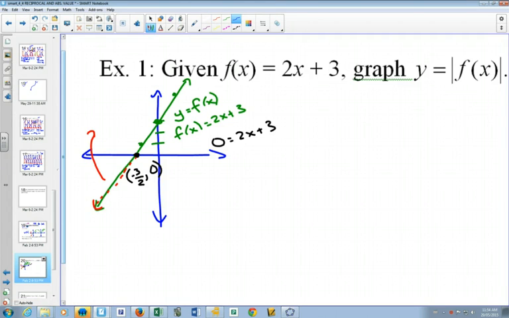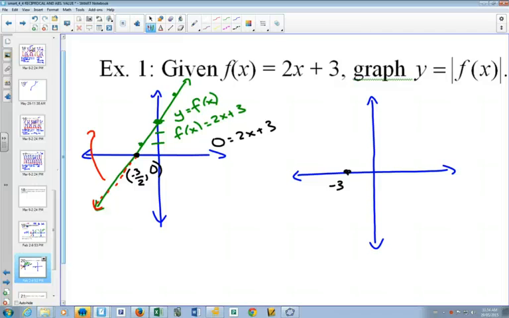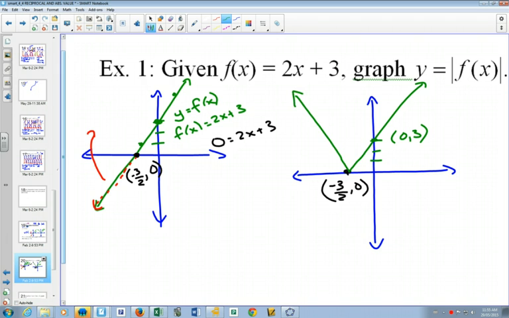So when I go to graph our absolute value graph, I'm still going to have negative 3/2 comma 0. This part of my graph, which had our y-intercept of 0, 3, that part of our graph is not going to change, but that dotted red line is going to get flipped up. And we're going to have the graph of it look like this.